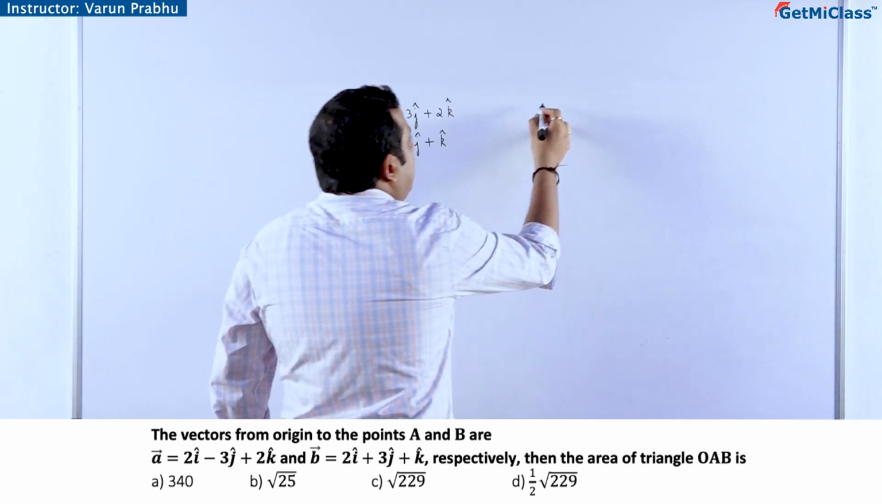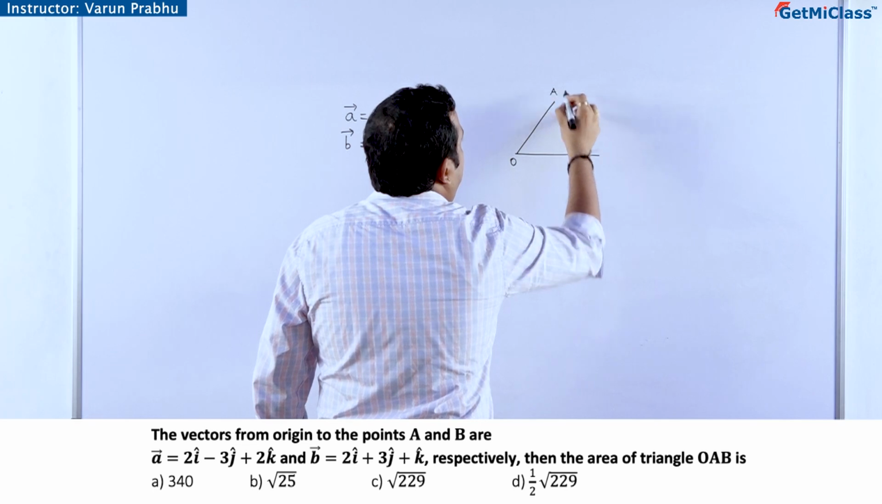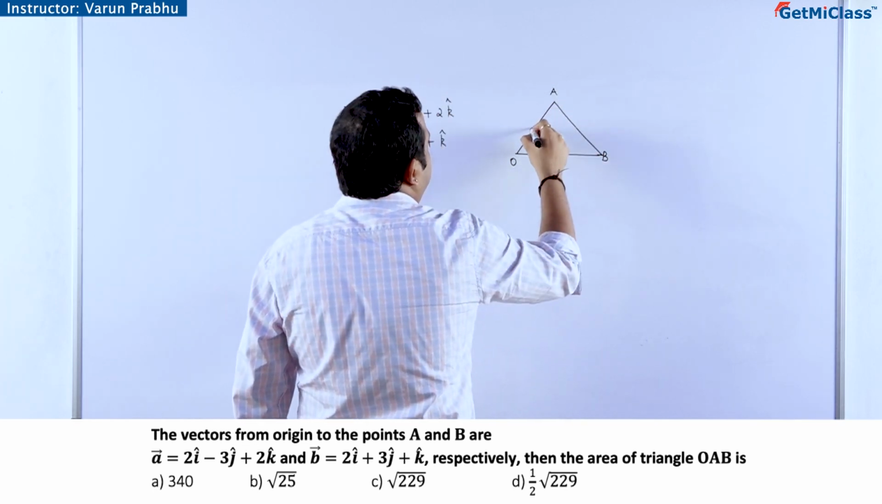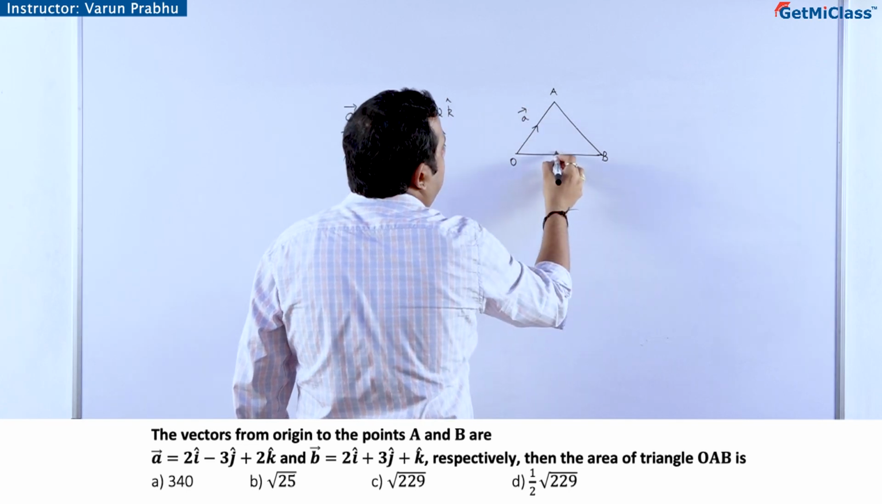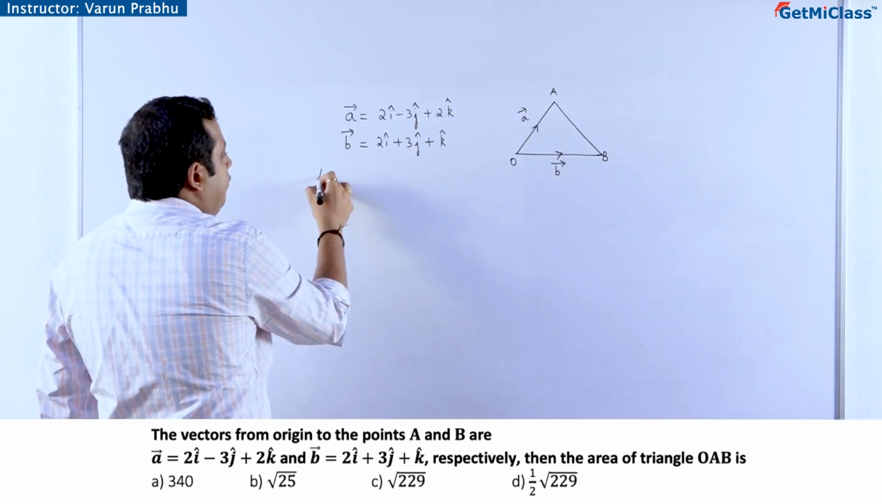It's told in the problem that A and B are the vectors from the origin to the points A and B. Then what is the area of the triangle so formed is the question asked. This is vector A told in the problem according to the description of the question. This is B. Now what is the area of the triangle?